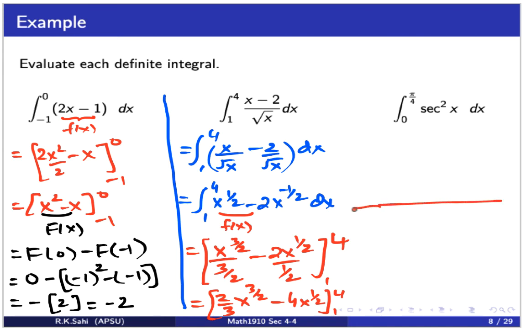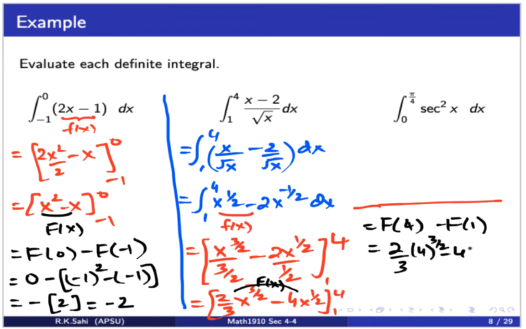So over here, what are we going to see? Notice this part, guys, this part here. This is your capital F of x. So what you're going to do is F of 4 minus F of 1. Now that means you're going to have 2/3 times 4 to the 3/2 minus 4 times 4 to the 1/2. So that is F of 4 minus F of 1, which is what?